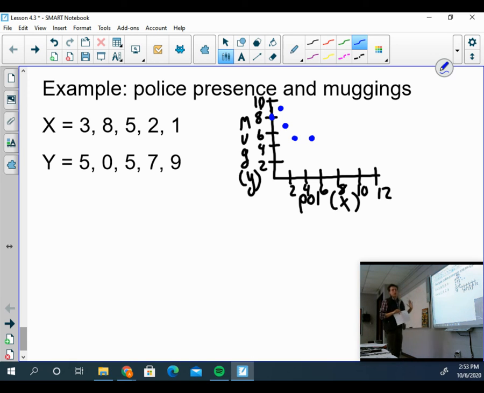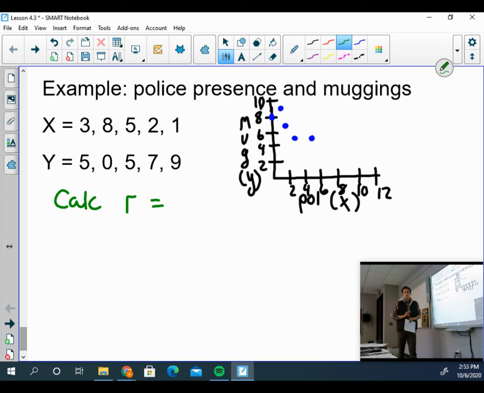Hopefully you see that. You're probably thinking it's moderate in strength. So we should see a negative correlation. Now, what is new to this section? We want to calculate R and R squared.